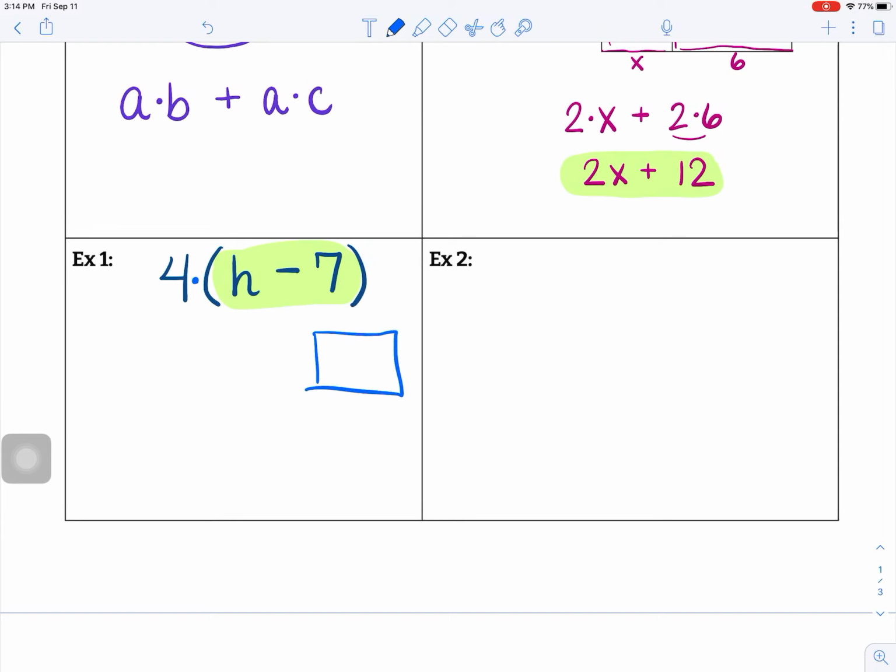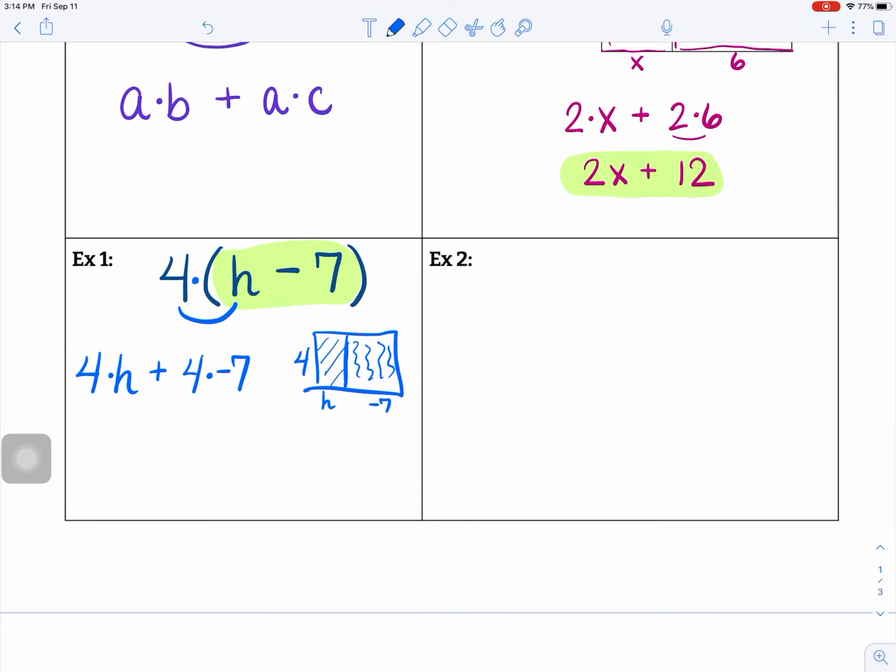So I can kind of draw out my visual here. 4 is how tall this is. H is that length. And remember, we read math from left to right, so that negative 7 would get attached there. So when I think about the area of this first rectangle, that's 4 times h, which makes sense. That's the first piece, 4 times h. And when I think about the area of this second rectangle, that's 4 times negative 7.